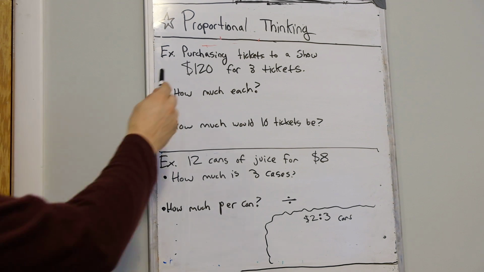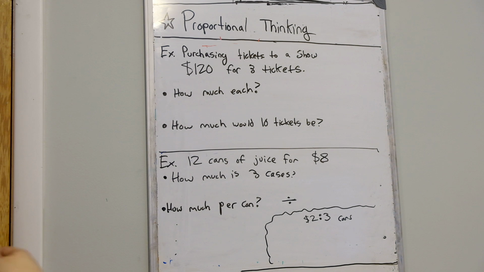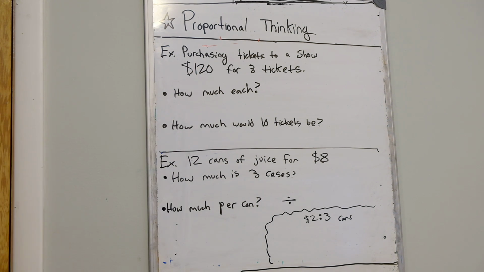The first we're going to look at, imagine that you're purchasing tickets to some show, like a concert or something. And it's $120 for 3 tickets for you and a couple of friends to go. How much would each ticket cost you? How much would 10 tickets cost you?